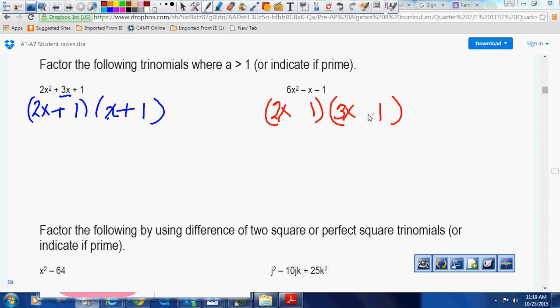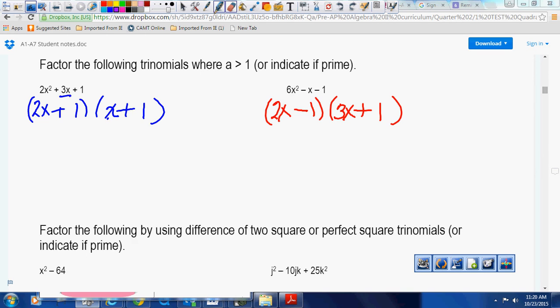Now I got to figure out my signs. So I know 1 times 3x is going to give me a 3x. And 2x times 1 is going to give me a 2x. Well, I want that middle term to be a negative x, and I know that my bigger number has to be negative, which is the 3x, and the 3x is attached here. So that's going to be negative, and that's going to be positive. Remember to pause the video if you need more time.